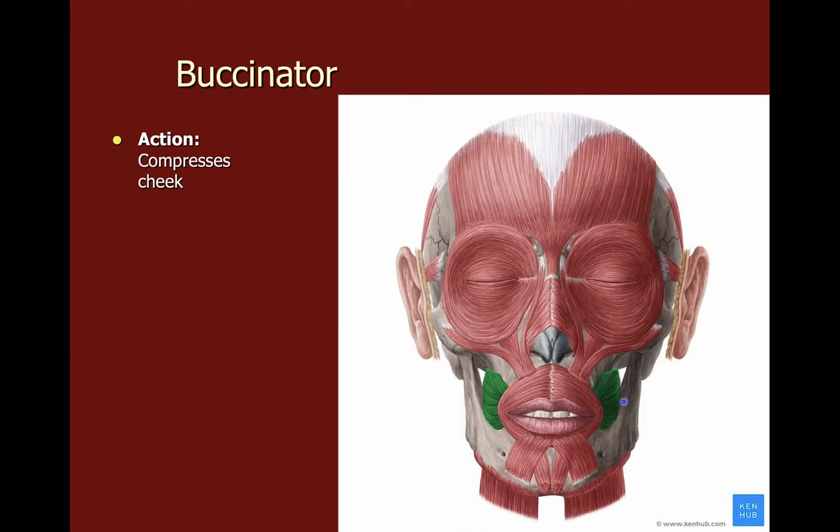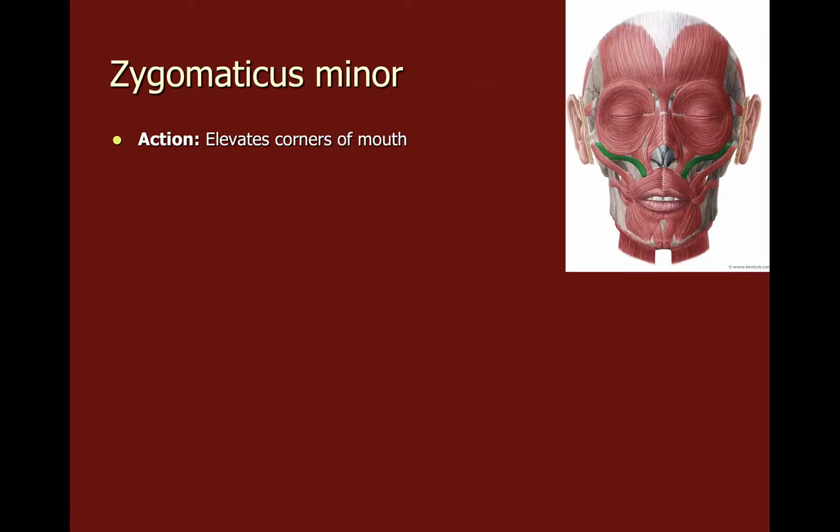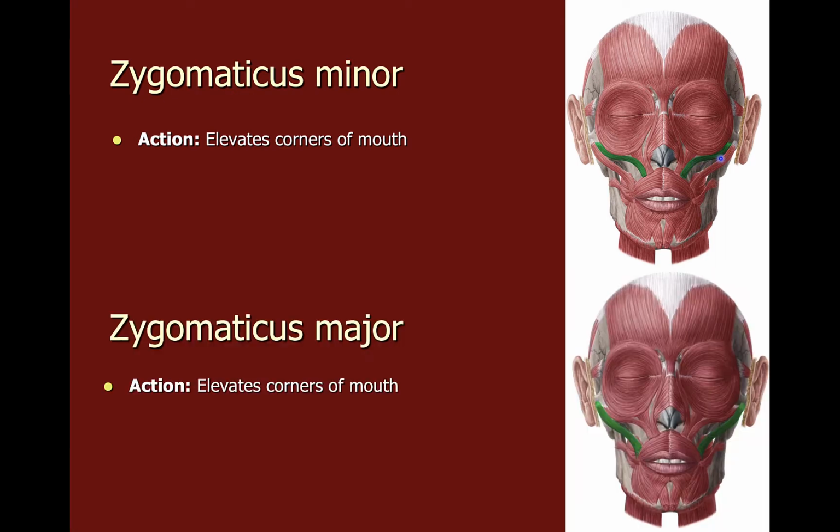Buccinator, again, another cool name, the buccinator, is going to help compress our cheek, and this is involved with our suckling when we're infants. Then we have zygomaticus minor, which we can see here in green. This is going to help elevate the corners of our mouth. And we see zygomaticus major, a little bit bigger, and this is also going to elevate the corners of our mouths.